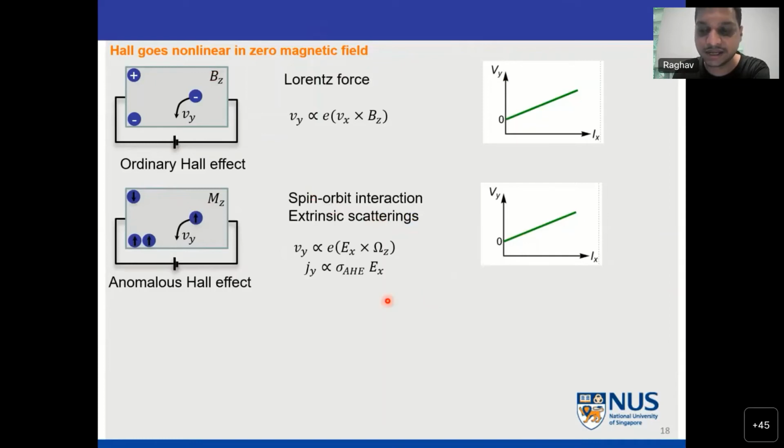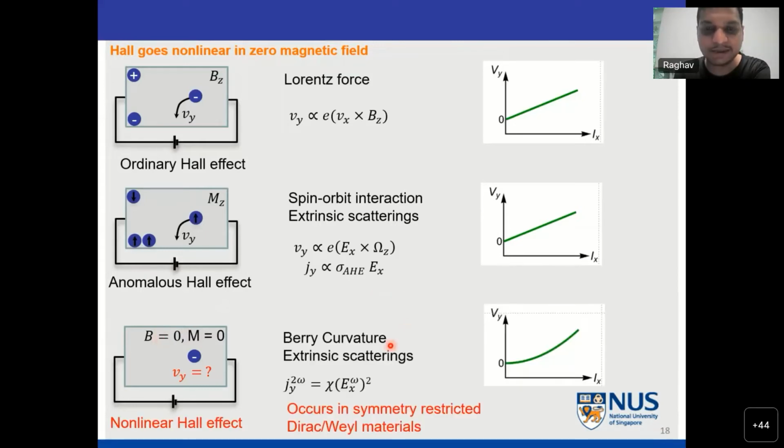So both are linear cases, but there are some materials where you can generate the Hall effect even without applying any magnetic field. This comes under the nonlinear Hall effect. That happens, and there are some theories like Berry curvature and extrinsic scattering. Typically the signature of this material is a dependence of I squared on V. This occurs typically in Dirac and Weyl materials. And since I showed you the equation, this is very important for second harmonic generation as well as for rectification.